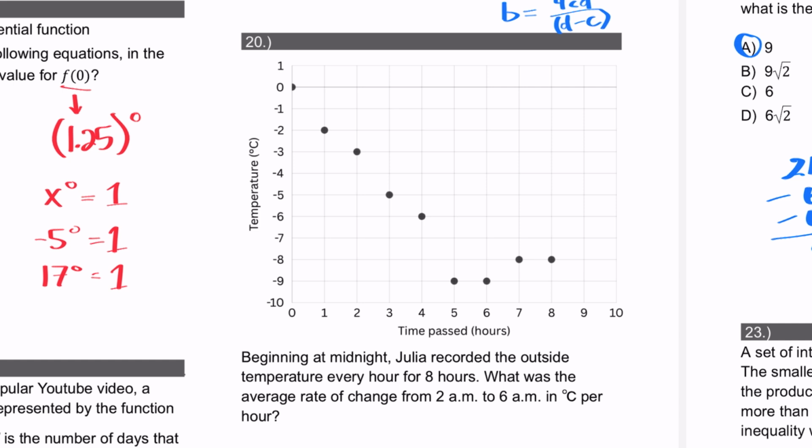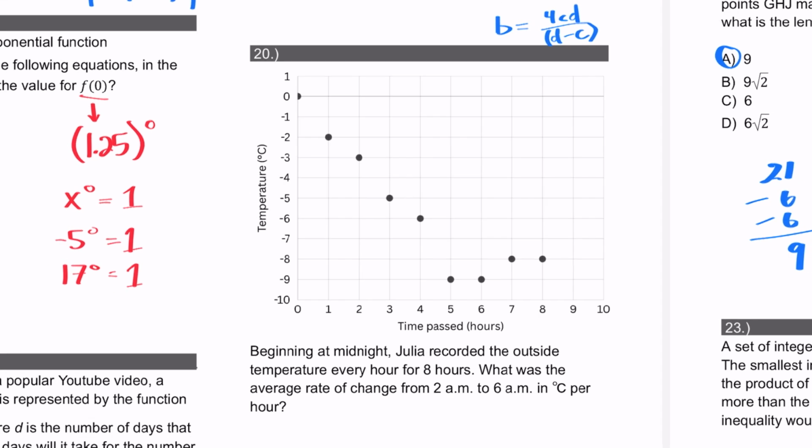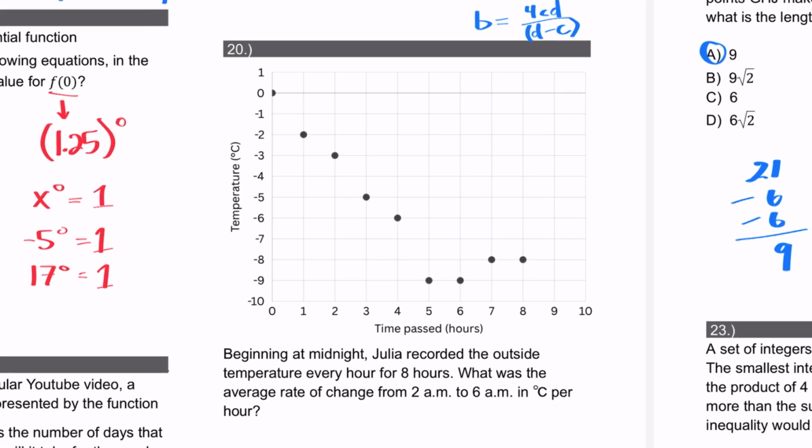It says, beginning at midnight, Julia recorded the outside temperature every hour for 8 hours. What was the average rate of change from 2 a.m. to 6 a.m. in degrees Celsius per hour? Okay, I think finding average rate of change, which is also known as slope, isn't too hard. And then making sure this is not multiple choice, so answering this in the way that they want it is very important.